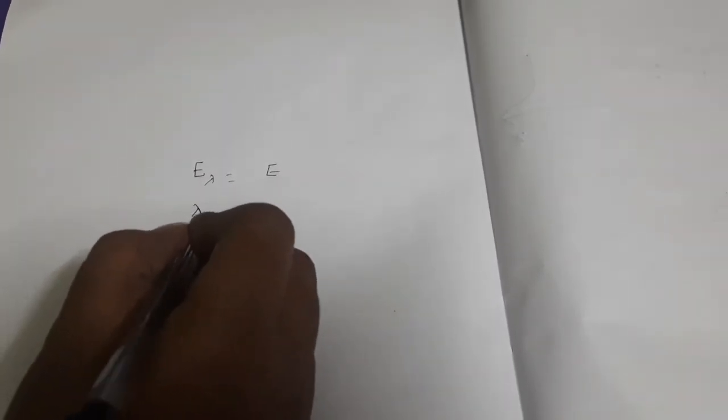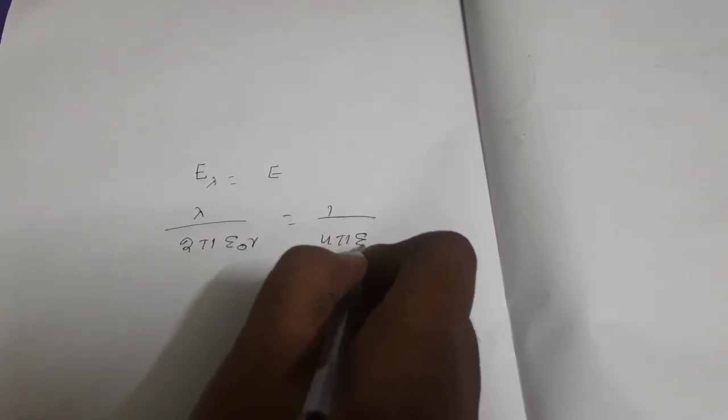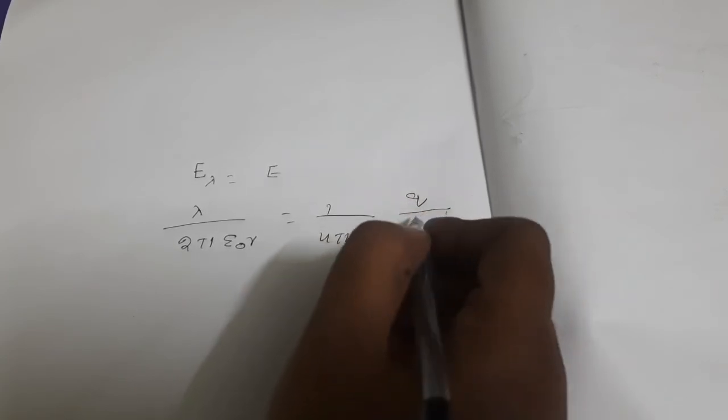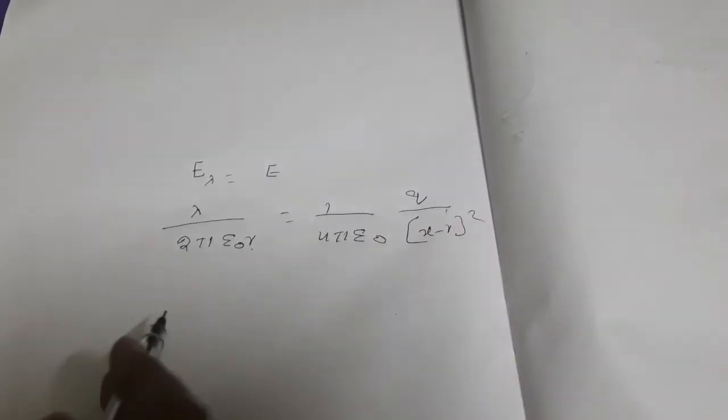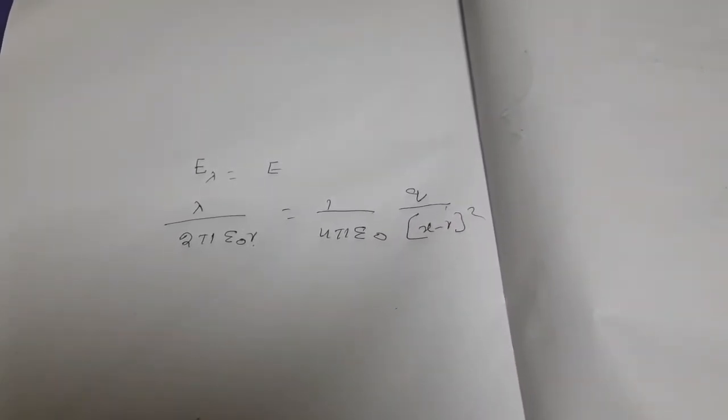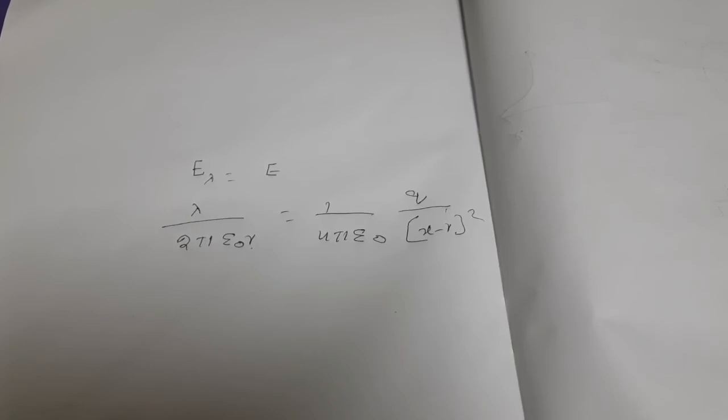For this, what are we taking? See, one side intensity due to that linear charge density. For a long straight conductor, the intensity is lambda by 2 pi epsilon naught into R. Then this side we are taking 1 by 4 pi epsilon naught Q by, here R means the x minus R whole square. They have given clearly that x value is how much?